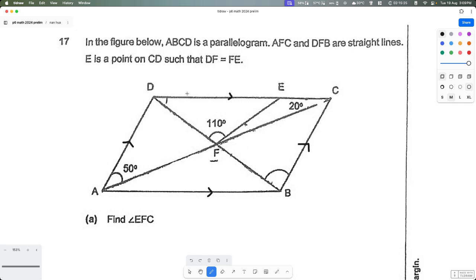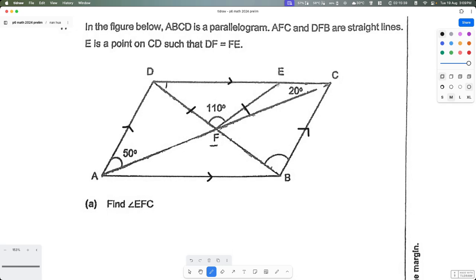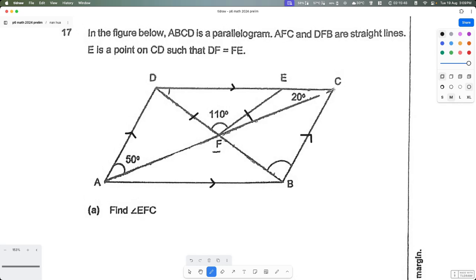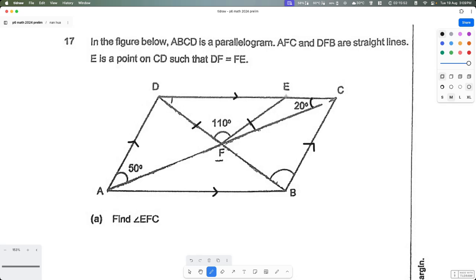That cuts into half. E is a point on CD such that DF is equal to FE. DF here is equal to FE here. Okay, so find EFC. So we know this is 20 degrees. Okay, so we want to get DFC.